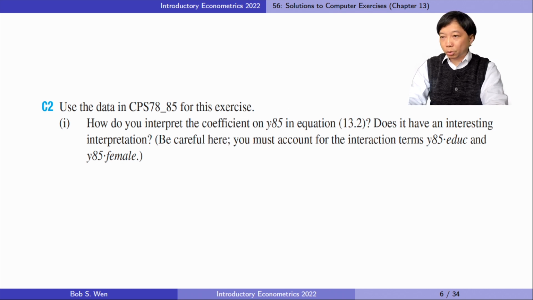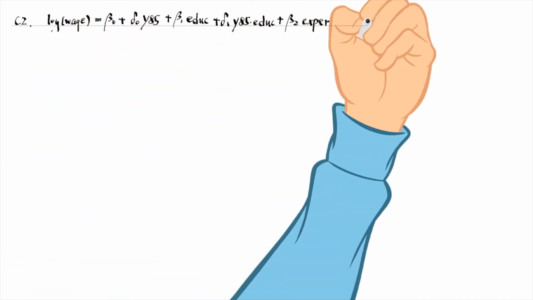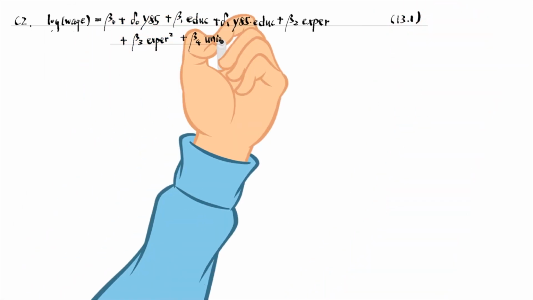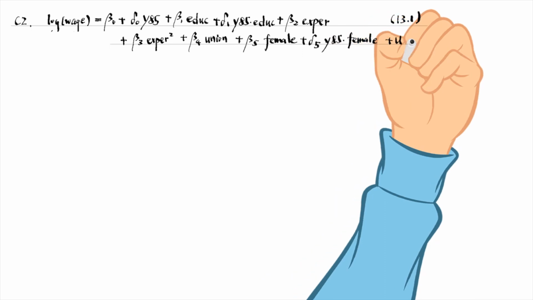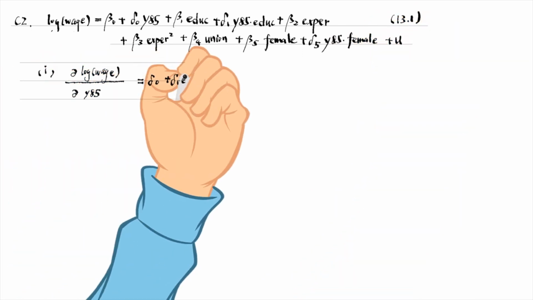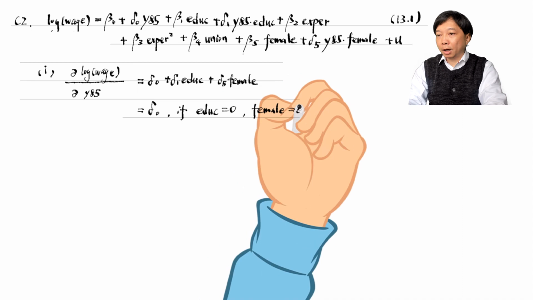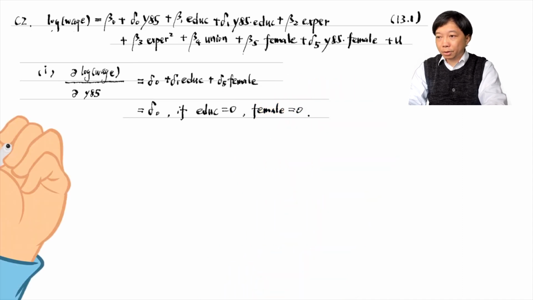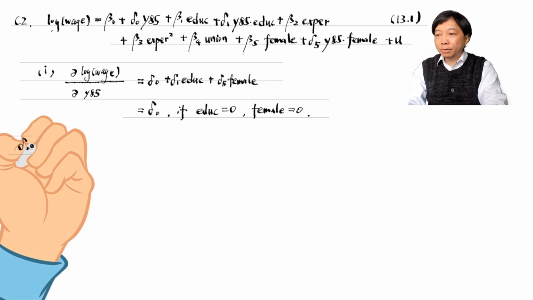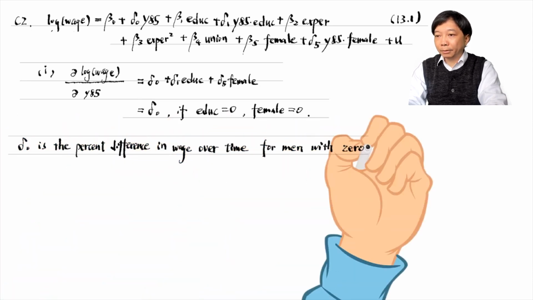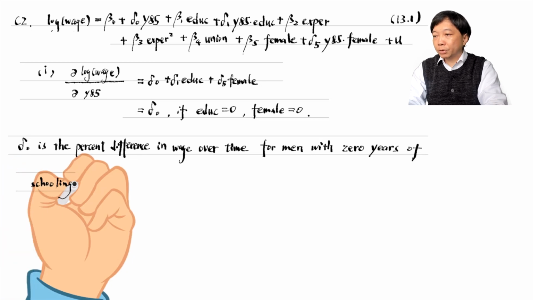We can write down the partial effect of the year dummy on the lwage. The difference in the lwage between the year 1985 and the base year 1978 is delta 0 if the education and the female are both 0. In other words, the coefficient on y85 is the percent difference in wage over time for men with 0 years of schooling, which is not interesting.